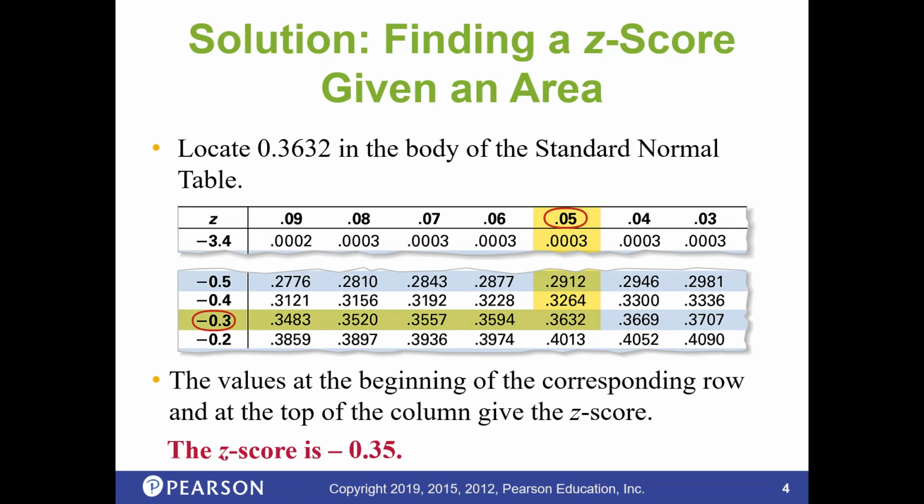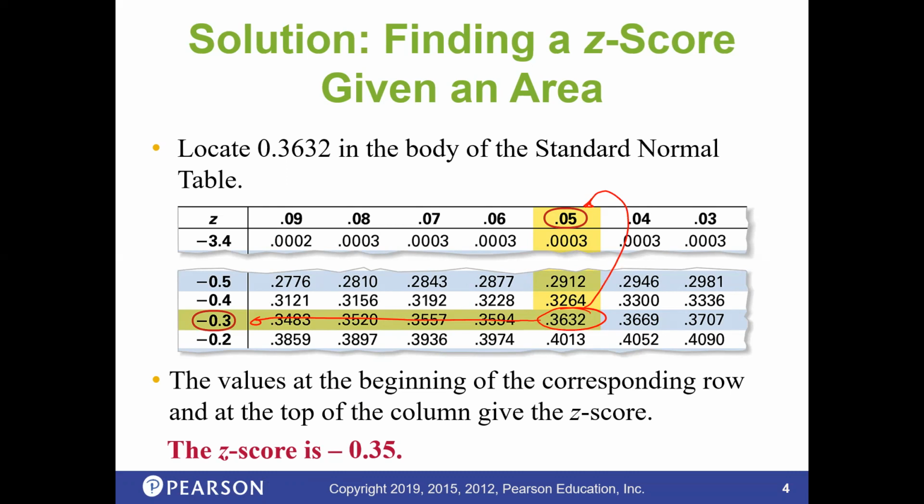And I search in the middle. It's all this middle section right here. I'm searching for a 0.3632. And once I find it, then I say, okay, that's cool. I'm going to go to a z-score, starting to write it down, a negative 0.3. And then I just need my 100th digit of 5, and I'm good. So negative 0.35. I'm done.